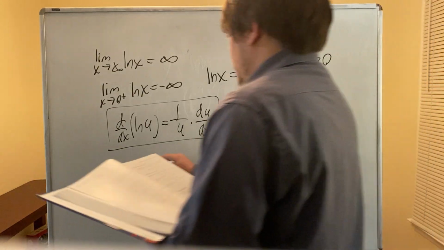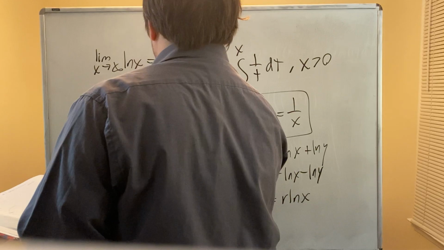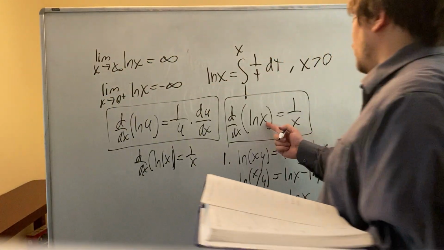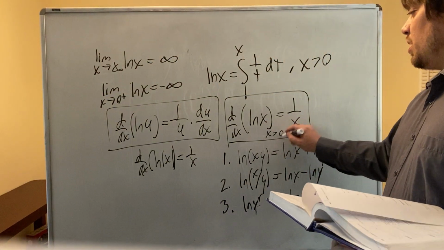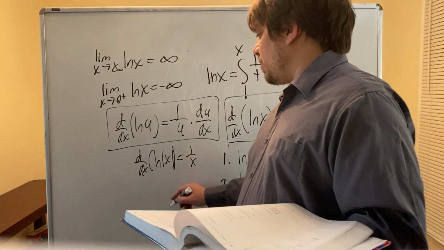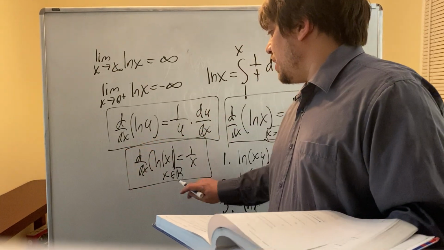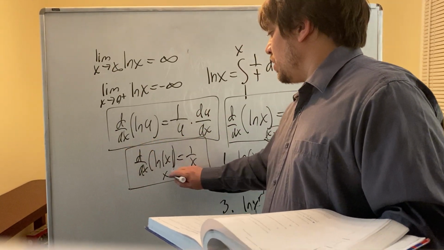You also have that d/dx of ln of the absolute value of x is 1 over x. Ln x is only defined for x positive, but for ln of the absolute value of x, this is defined for any non-zero real number x.